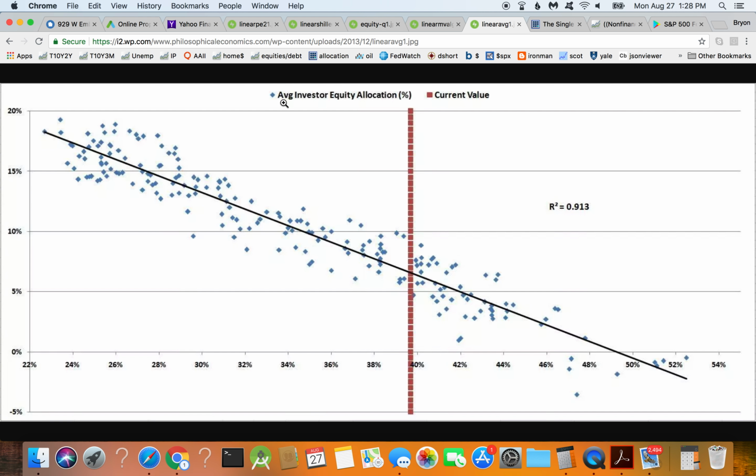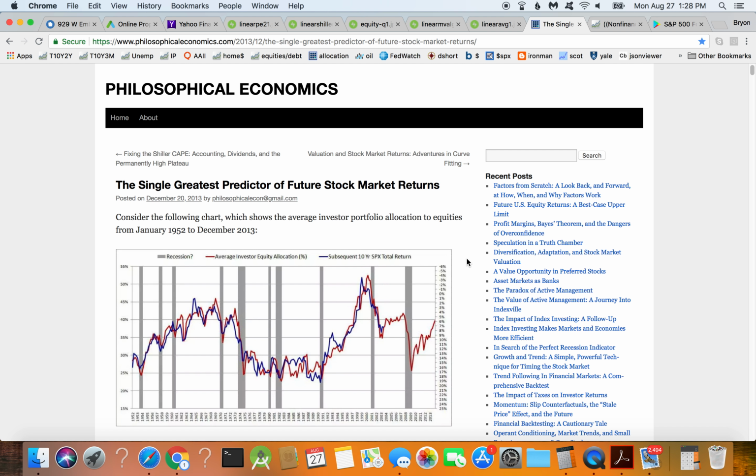And this has to do with the average investor equity allocation and its ability to predict the stock market. Not only does it predict the stock market, it predicts it 10 years in advance, or at least it predicts the future returns of the stock market. You can get all of that explained in this Philosophical Economics blog, the single greatest predictor of future stock market returns. Now, the equity investor allocation is this red line, and the blue line is the reality, the subsequent 10-year returns of the stock market.